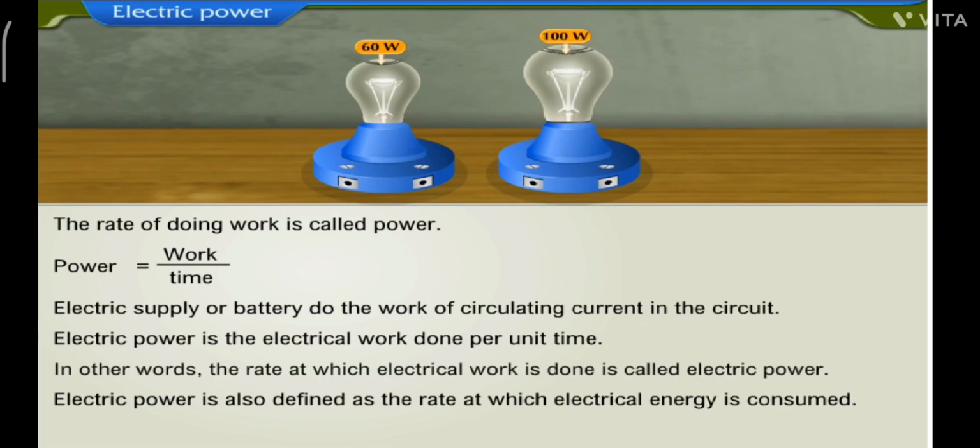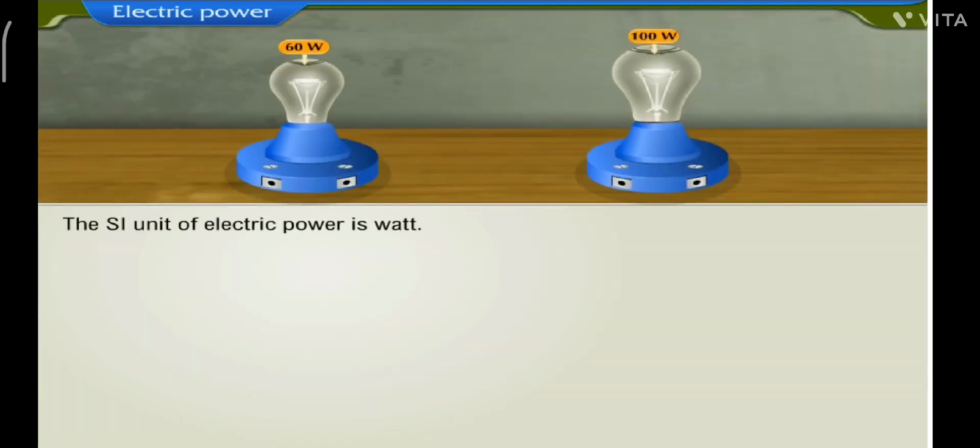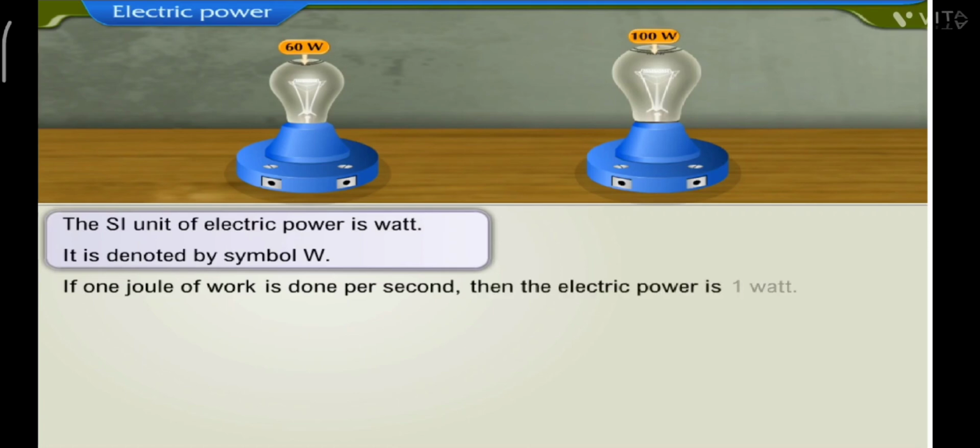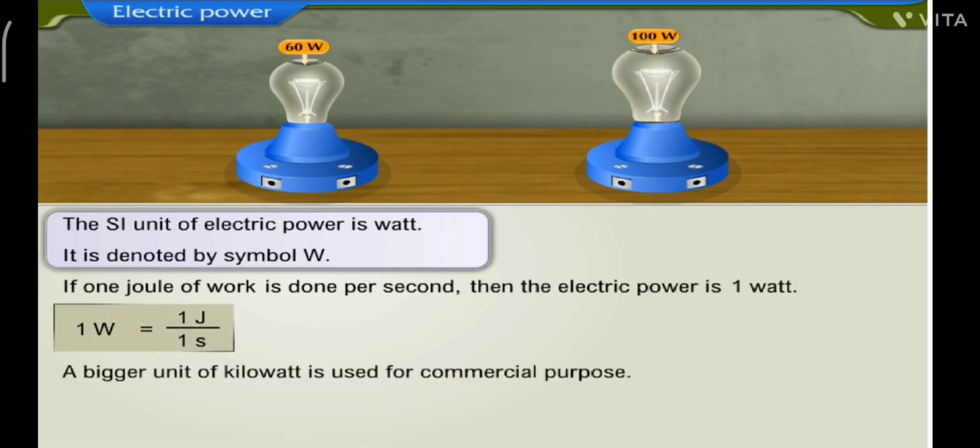Let us define the unit used to measure electric power. 1 watt power. The SI unit of electric power is watt. It is denoted by symbol W. If 1 joule of work is done per second, then the electric power is 1 watt. 1 watt is equal to 1 joule divided by 1 second. A bigger unit, kilowatt, is used for commercial purposes. It is defined as 1 kilowatt is equal to 1000 watt. Let us find the expression for electric power.